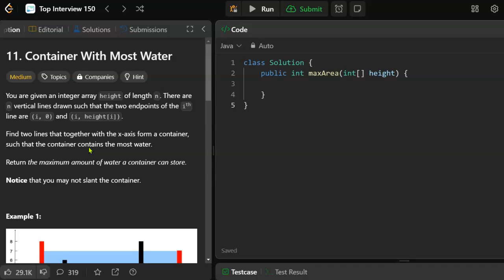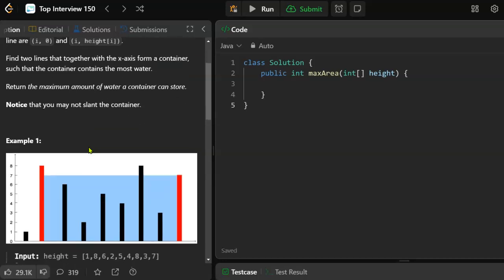Find two lines that, together with the x-axis, form a container such that the container contains the most water. Return the maximum amount of water a container can store. Notice that you may not slant the container. I don't even know what that means or how to do it.